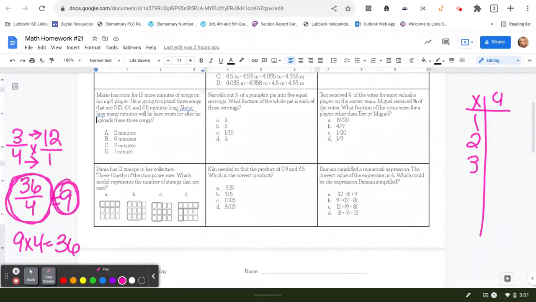So I'm going to come over here and I'm going to see which one has 12 stamps and 9 in the group. This one has 1, 2, 3, 4 in the group. This one has 3, 6, 9, maybe this one. This one has 6, and this one has 1, 2, 3, 4, 5, 6. Okay. So our correct answer has to be B.